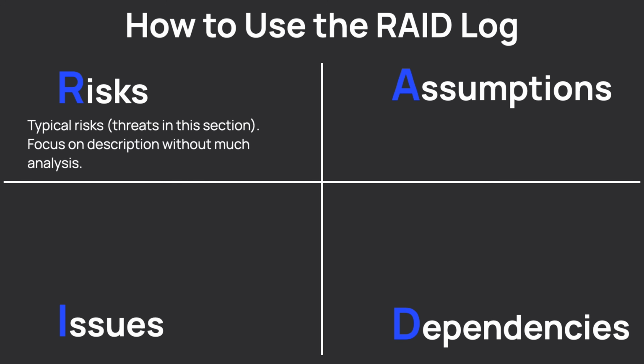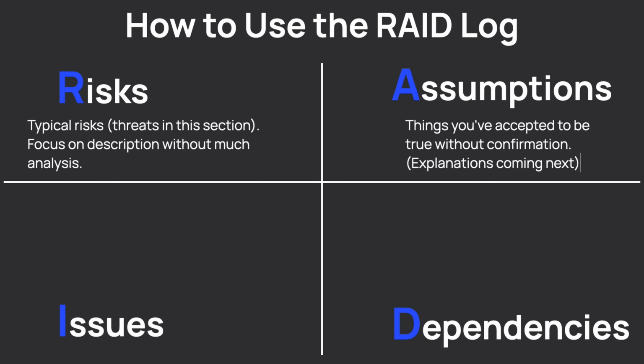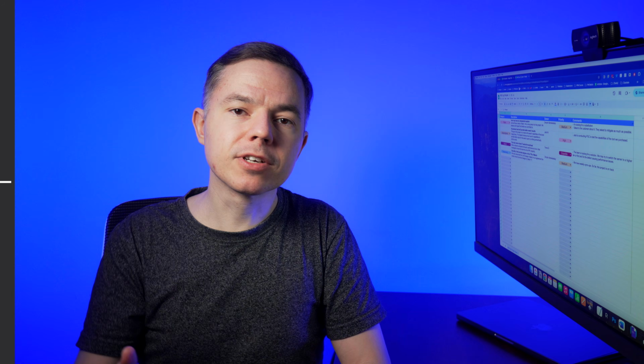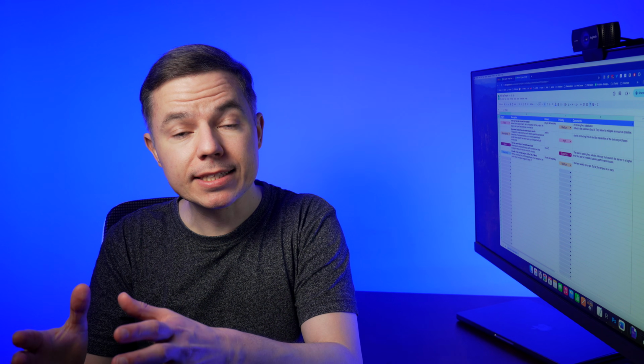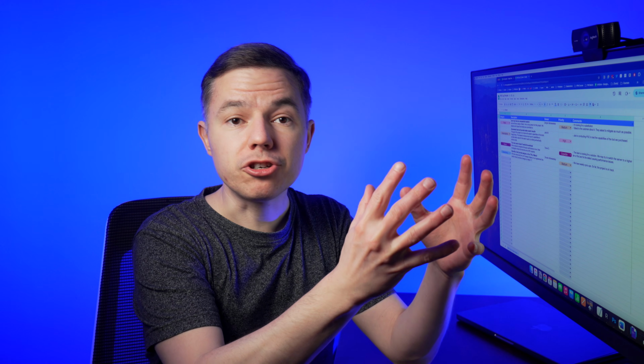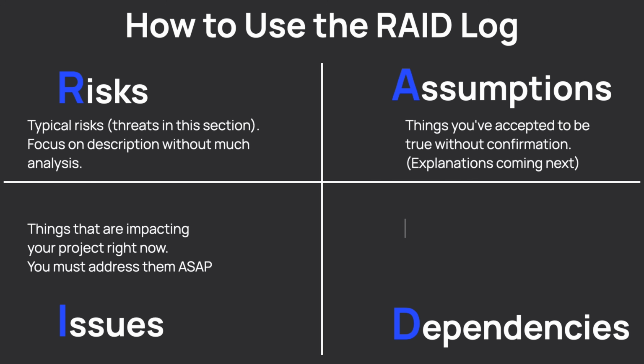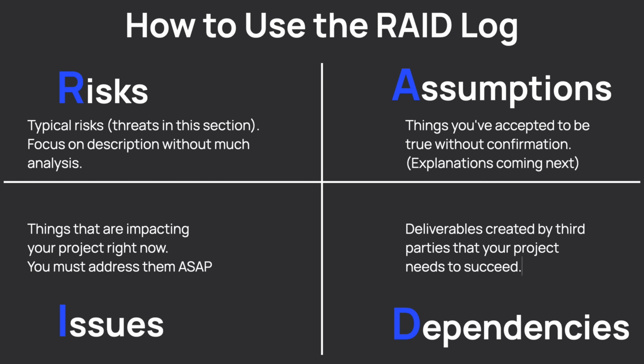Next, we have assumptions. These are the things you believe to be true for your project, but you cannot verify your beliefs right now. After that, we have issues, and these are the problems you are facing right now. You must fix them as soon as possible, otherwise your project will go off track really fast. Obviously, risks, assumptions and dependencies may transform into an issue, and in this case you will move them into this section. In the dependencies section, you list out all the deliverables that other teams or third parties need to produce, and some parts of your project depend on those deliverables.